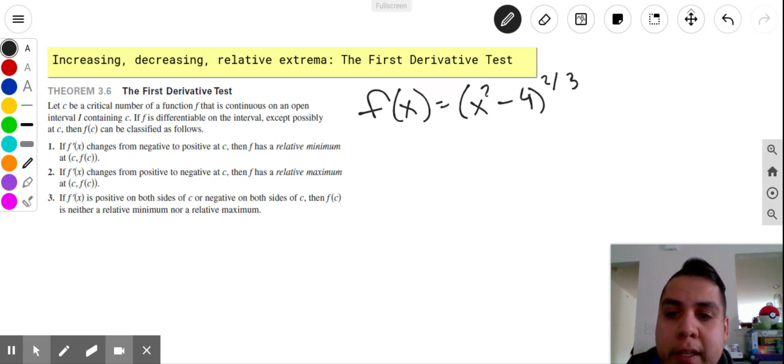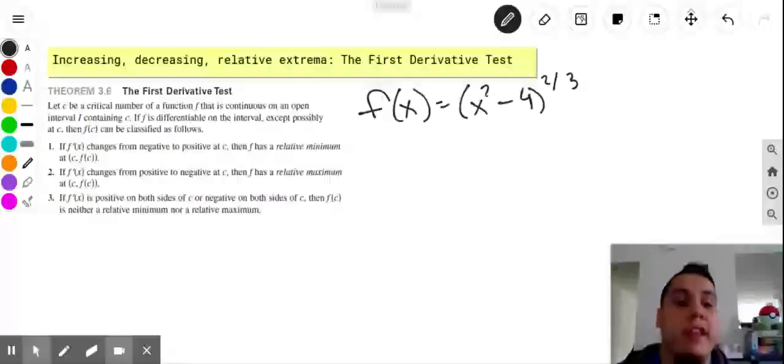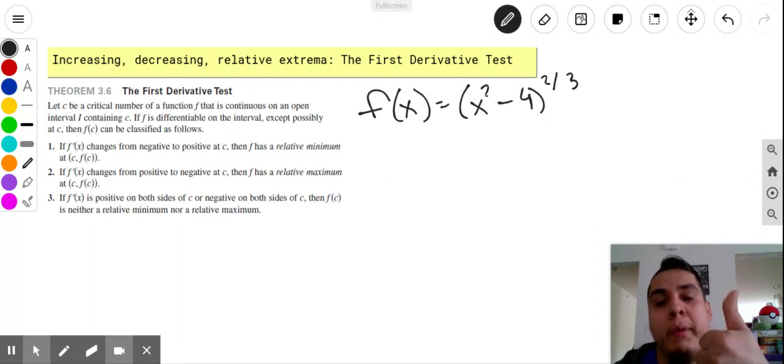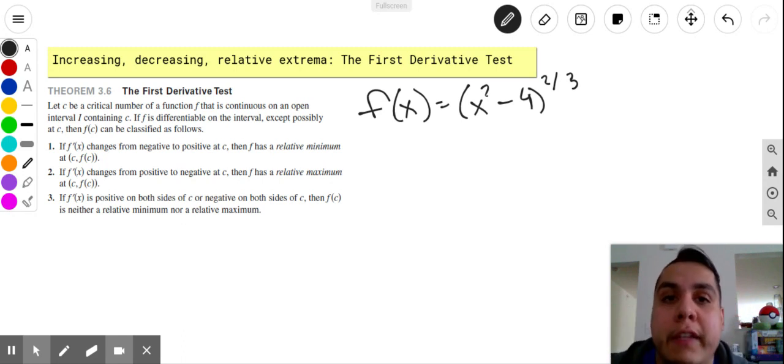And the second part that they mention is if f is differentiable on the interval except possibly at c. So remember that c is a critical number, and a critical number is an input that would make your derivative equal 0 or make it undefined. That's why they're saying that f could be differentiable on the interval except possibly at c, because what if it's not, because the c value could be a critical number where the derivative is undefined. Okay? So let's get started. The first thing I need to do is find my critical numbers, which, again, is where my derivative will equal 0 or where my derivative is undefined.